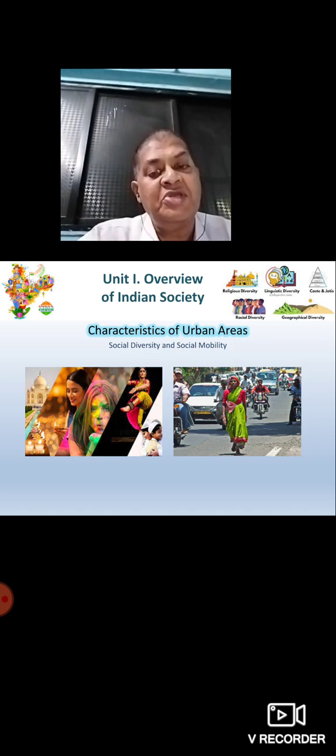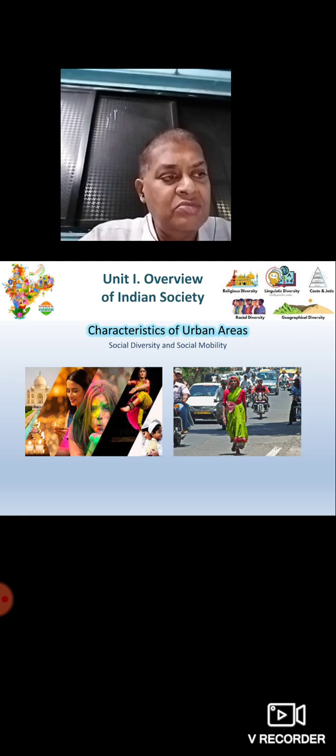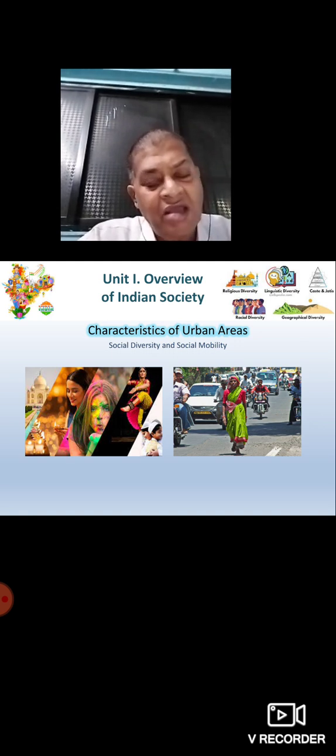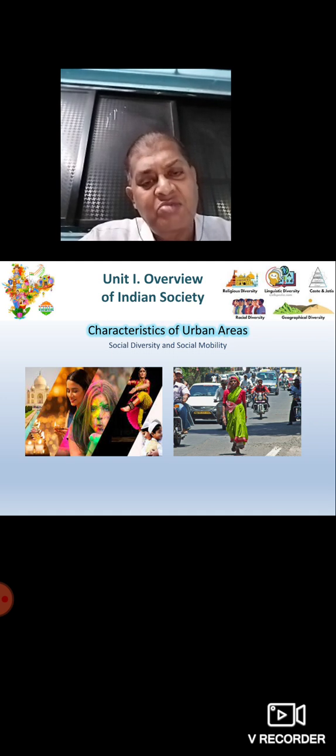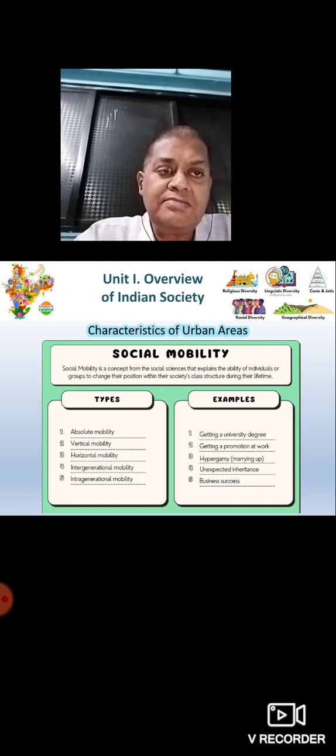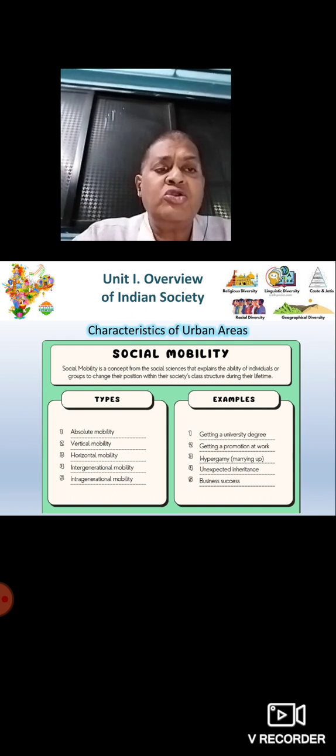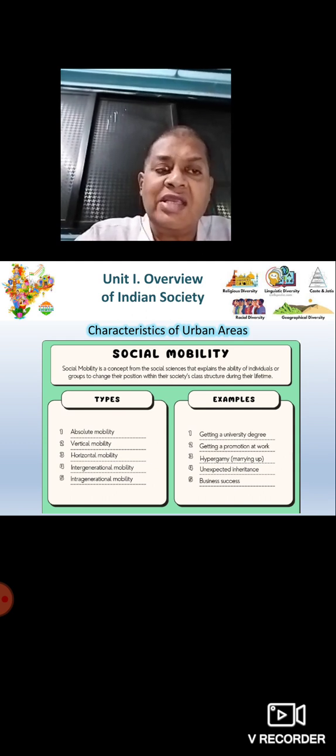Now, this picture that you can see on your right has a woman in the lower strata of society walking beside cars, whom we can presume are in the higher strata of society. So one does not have any restriction on making an effort and going higher up in the social ladder. Now, what is this social mobility? It's a concept that explains the ability of individuals or groups to change their position within their society.